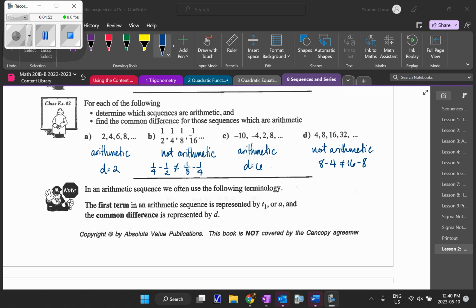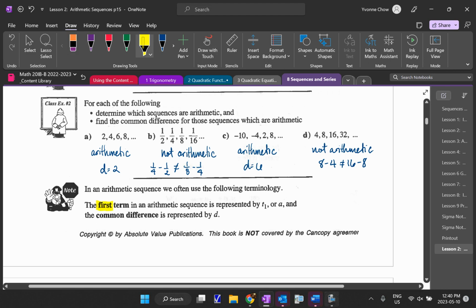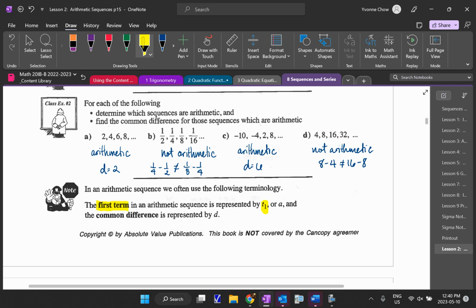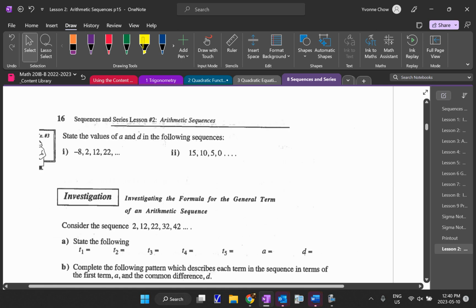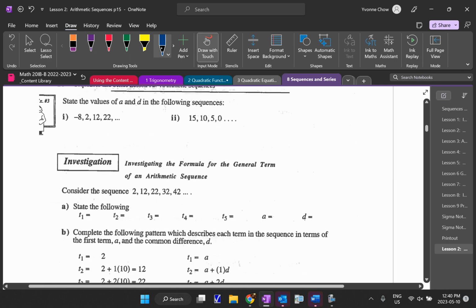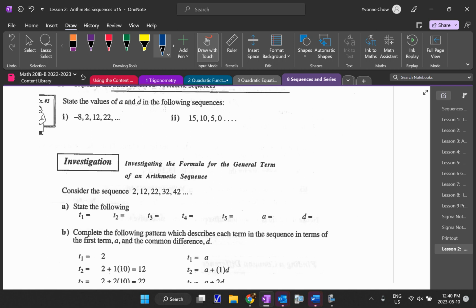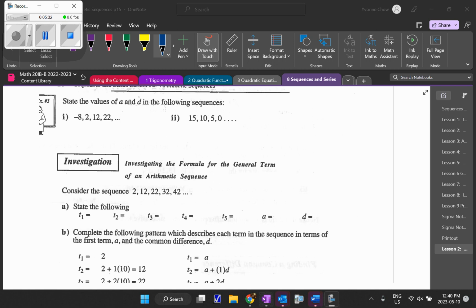Some of the terms you've heard me say already, but just to emphasize: for our first term, we can use T1 for term 1, or sometimes they'll also use the variable A, and the common difference is represented by the variable d. If you take a look at your formula sheets, you will see different versions, some using T1, others using A, and d comes up as our common difference. Once again, let's take a look at class example number 3. You can go ahead and hit pause and complete those.